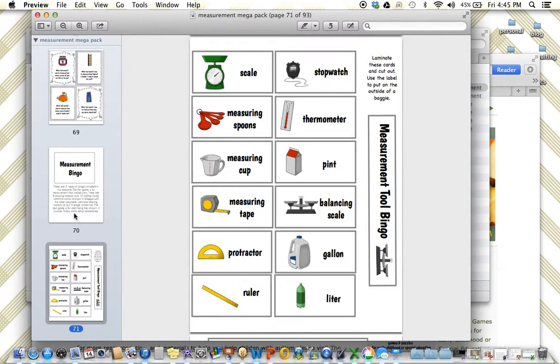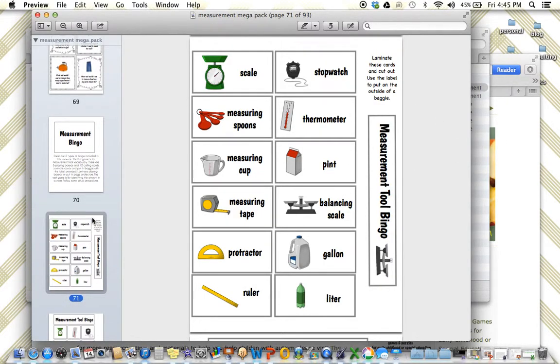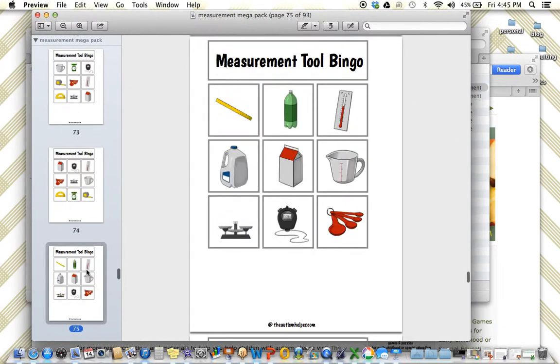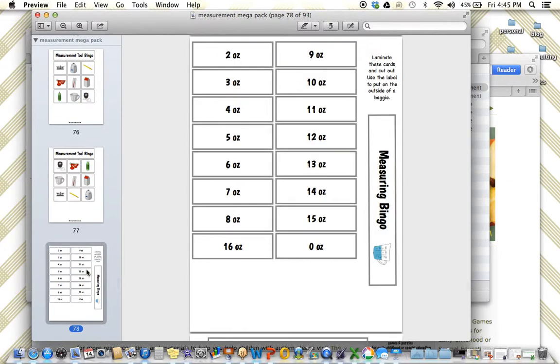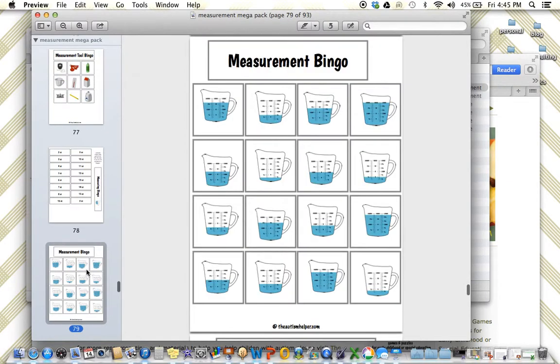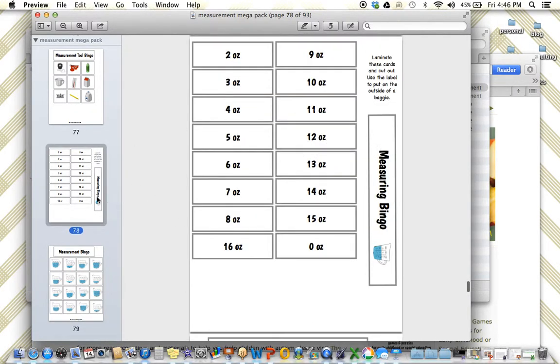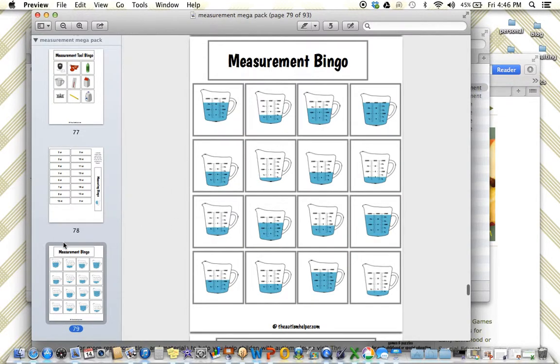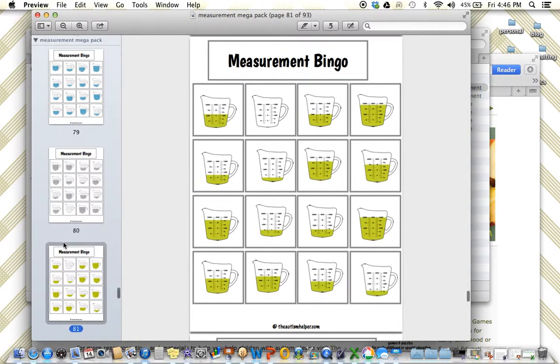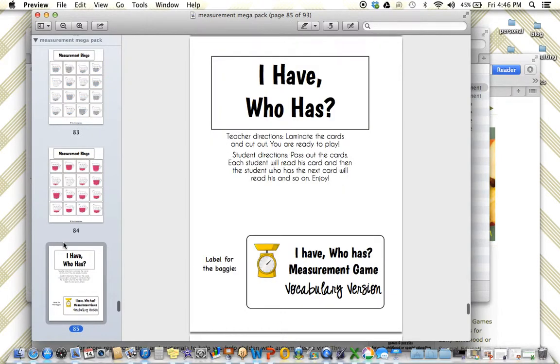Next we have measurement bingo. You know I love a good bingo. So here's the calling cards and the bingo label and the different bingo boards. So this is just a fun way to work on the vocabulary in a different method. And then we have measuring bingo with quantities. So these are all quantitied cups, and then we're going to read out 12 ounces, 5 ounces, and they're left to identify the right one. So this is really pretty tricky, but again, a really fun way to work on this skill.